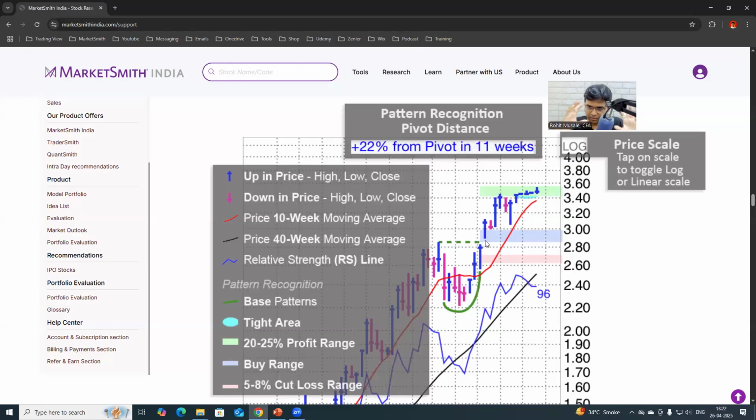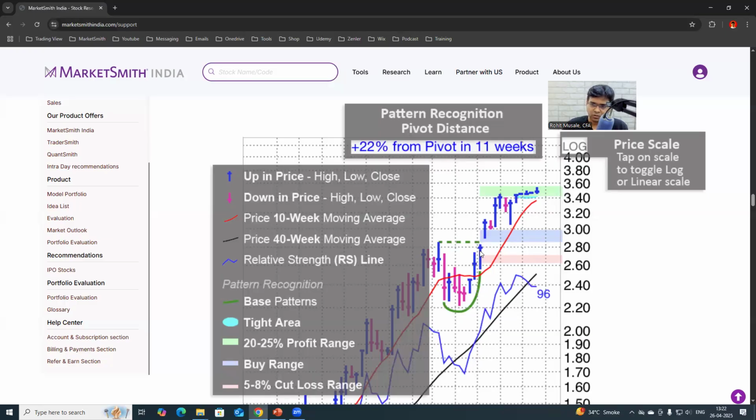So the current price, the closing price, should be between the pivot and the 10-week simple moving average. Only then does the stock qualify. Imagine if the stock is below that 10-week simple moving average. That means it's probably trading below the 50-day simple moving average. We don't want that stock. That stock will anyway not come in our filter.